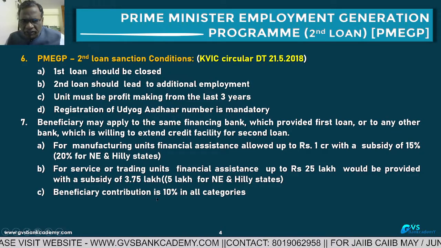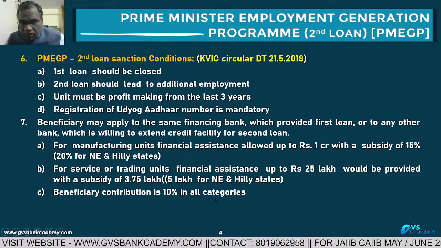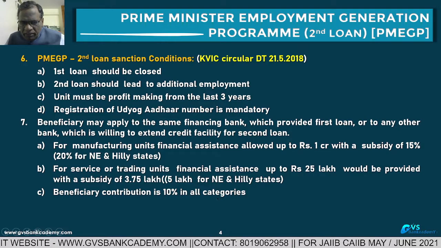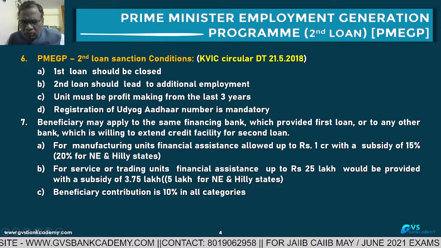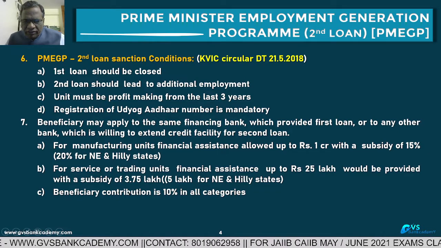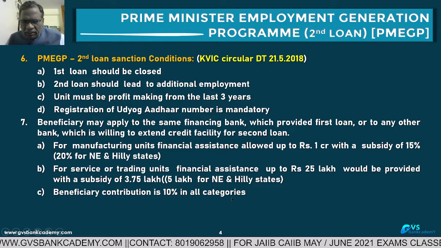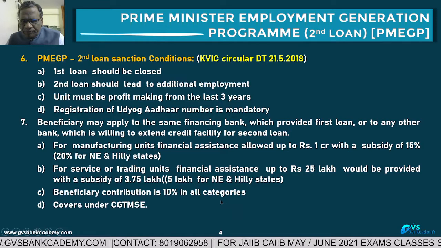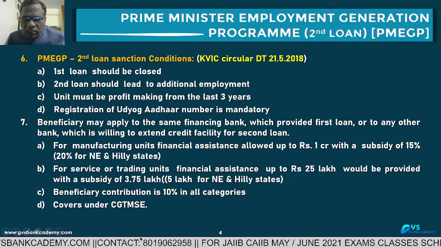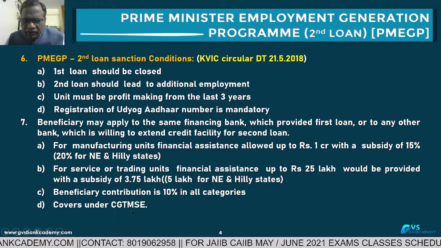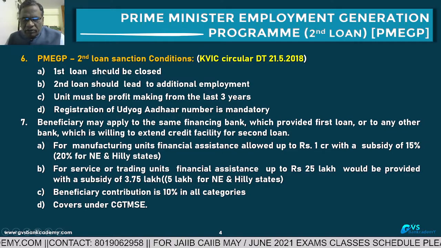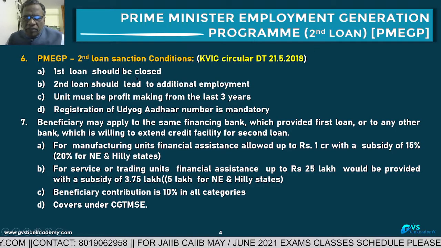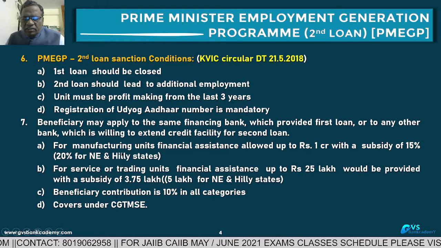And beneficiary contribution is 10% in all categories. This is a change: in the first loan, the margin is 10% only for the general category, but in this case, 10% is for all categories. The second loan is also covered under the Credit Guarantee Trust for Micro and Small Enterprises, CGTMSE. These are the conditions for the second loan.